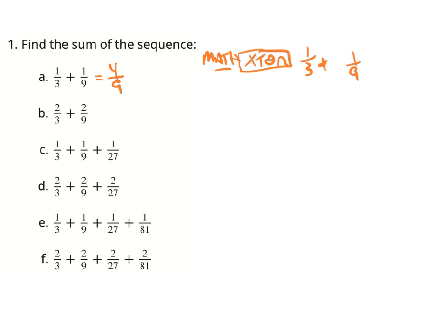4/9. You're going to get 8/9. You're going to get 13/27. You're going to get 26/27. You're going to get 40/81. You're going to get 80/81.